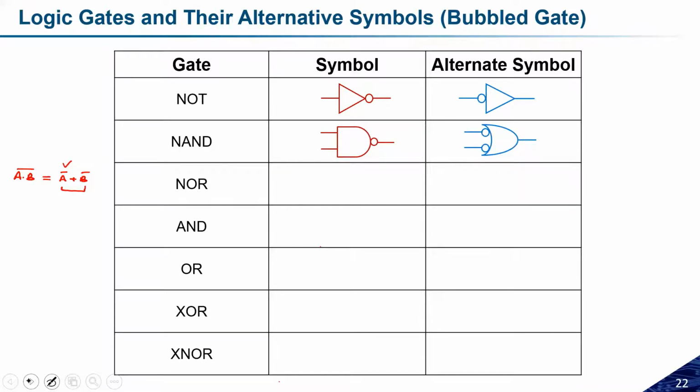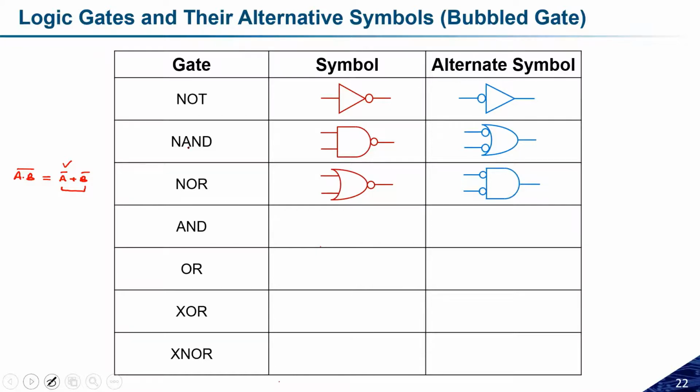Similarly, for the NOR gate, if we have a complement of a sum, then we can replace it with the product of complements. Product of complements means we need to AND, and before ANDing, we should complement both the inputs, which means we need to place bubbles before. So this is how we can make it.